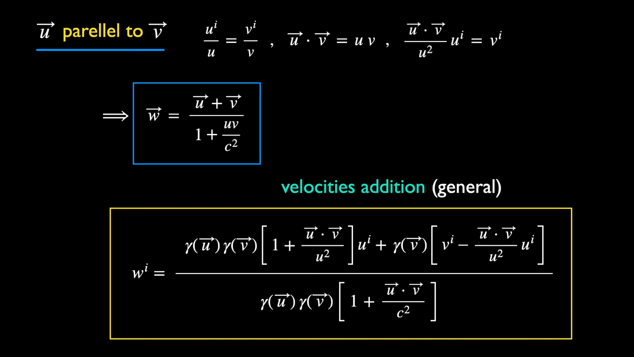This is what you will usually find in textbooks. You can easily check that if either u or v is equal to the speed of light, then w must also be equal to the speed of light.